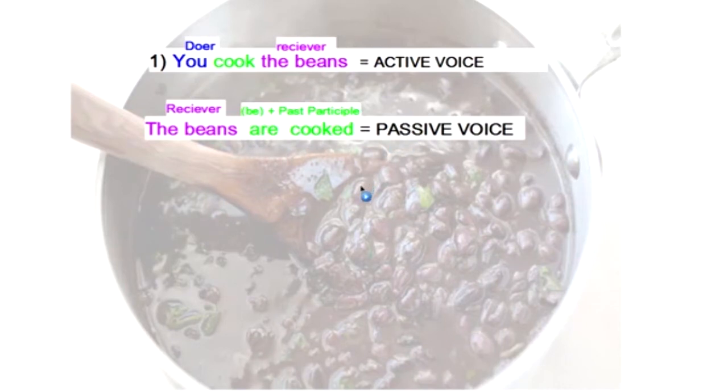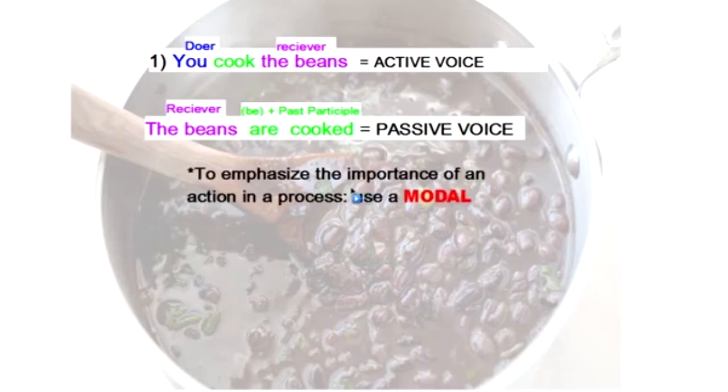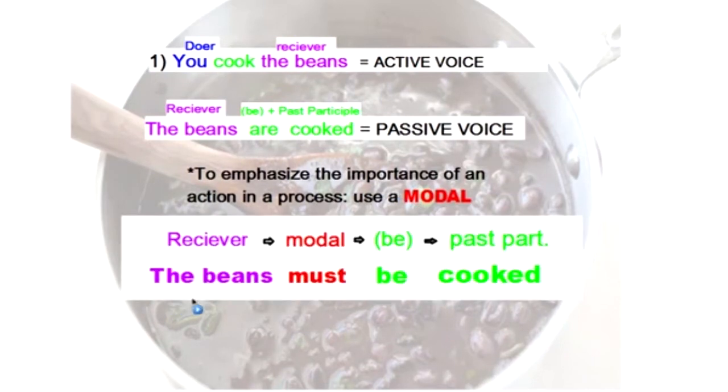Good. Now, to emphasize the importance of an action in a process, use a modal. So basically, I'm asking, is this action important? The beans are cooked. Is this extremely important when I want to make gallo pinto? Of course it is. It's extremely important. It's absolutely necessary. And I can express that emphasis using a modal. So for example, the beans must be cooked. Okay? They must be cooked.